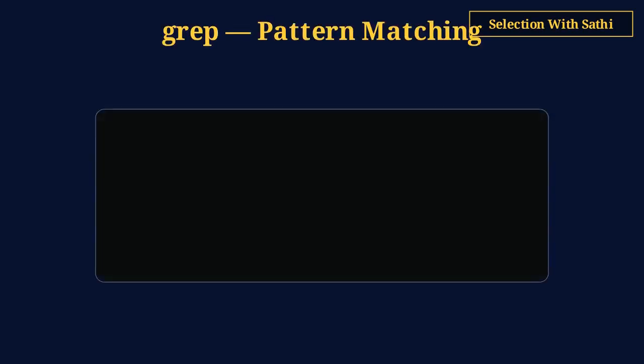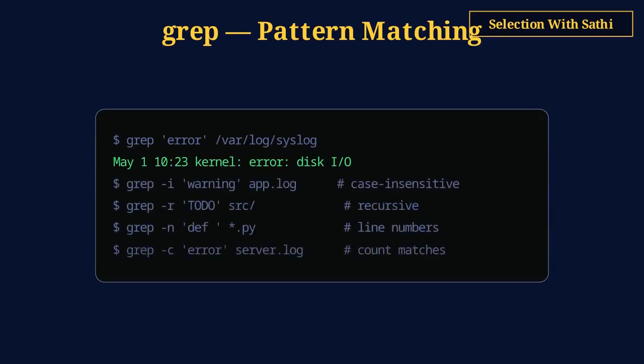Third concept: grep. Grep searches for text patterns inside files and prints the matching lines. Basic usage: grep pattern filename. -r searches recursively through all files in a directory. -i makes the search case insensitive. -n adds line numbers to the output, very useful for debugging. -c counts the number of matching lines. -l lists only the file names that contain matches. -v inverts the match, shows lines that do not match the pattern.